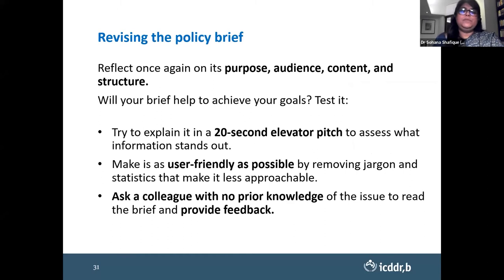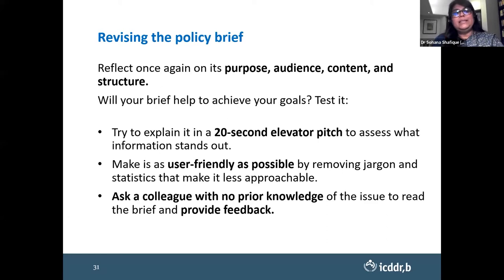Revising the policy brief is very, very important, of course, and we need to reflect once again on its purpose, its audience, the content and structure. After we have written our policy brief, we need to go back and ask ourselves: is the purpose okay? Do we know the audience, and is the content appropriate for this particular audience? And the structure: are we following the components of a policy brief?